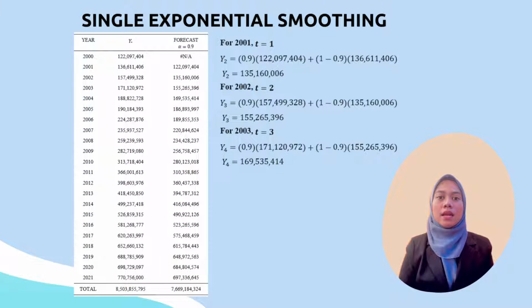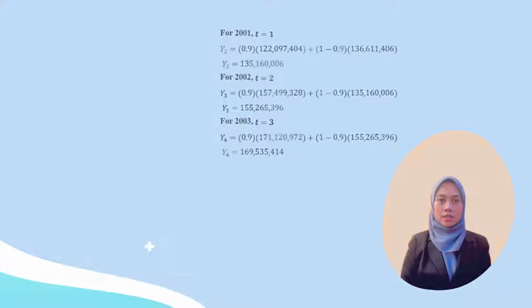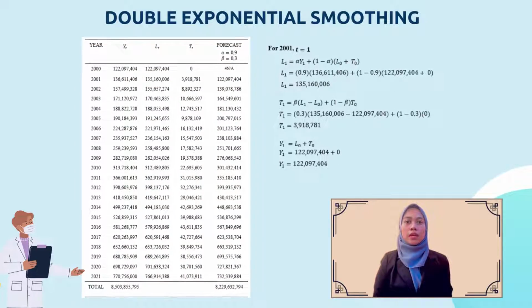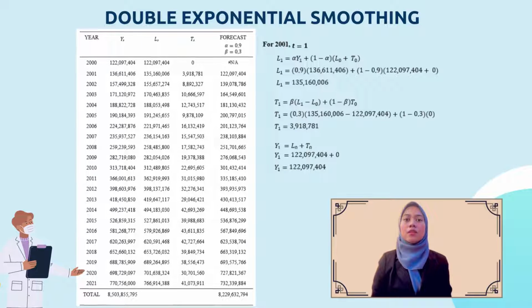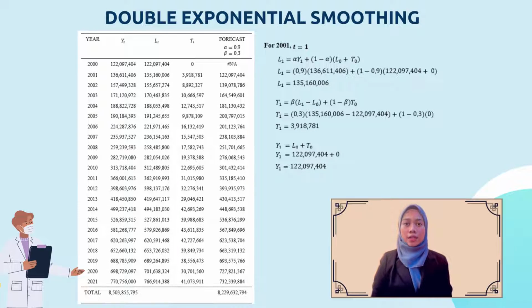The single exponential smoothing equation can be obtained and then used to forecast with a fixed alpha of 0.9. The actual and forecast data from 2000 until 2021 are shown in the table. These are a few examples of calculations for 2001, 2002, and 2003. The double exponential smoothing equation can be obtained to forecast using a fixed alpha of 0.9 and beta of 0.3. The actual and forecast data from 2000 until 2021 are shown in the table. These are a few examples of calculations for 2001 until 2003.